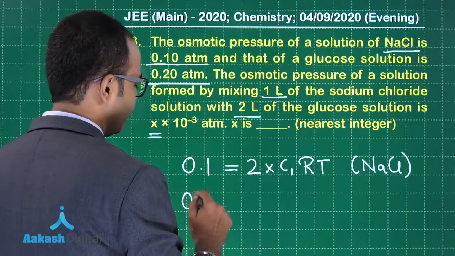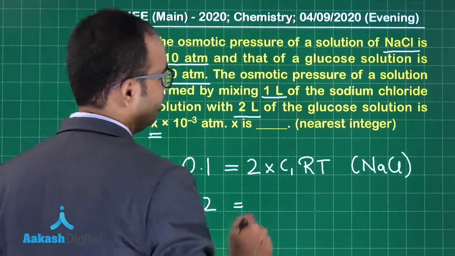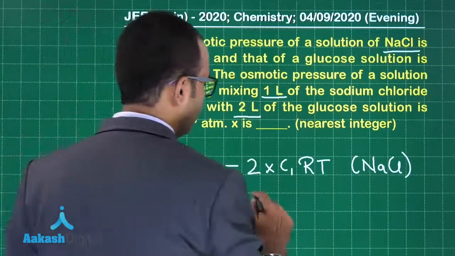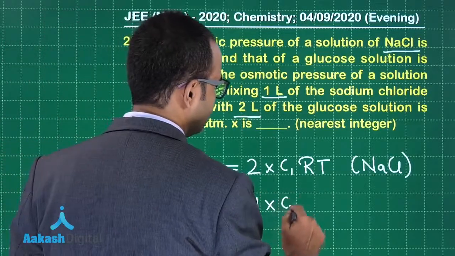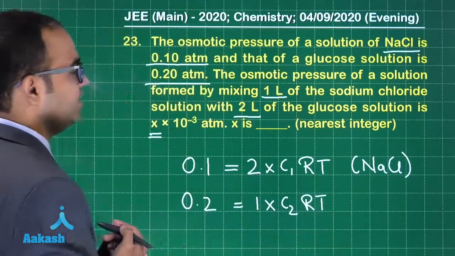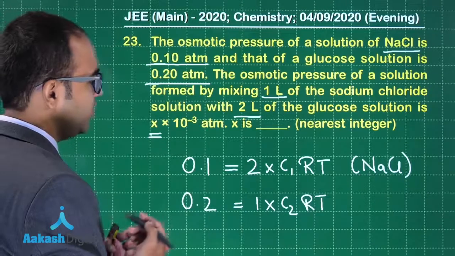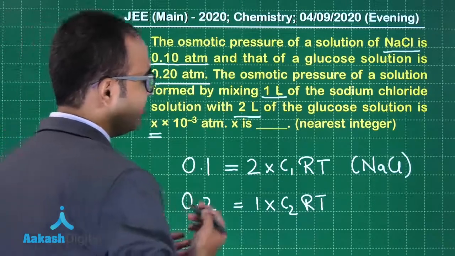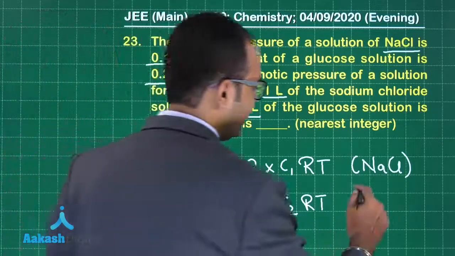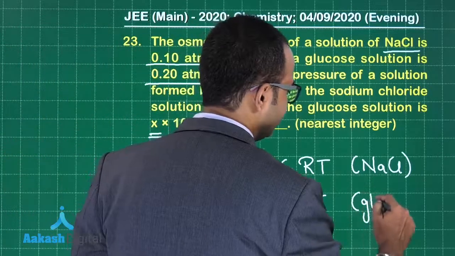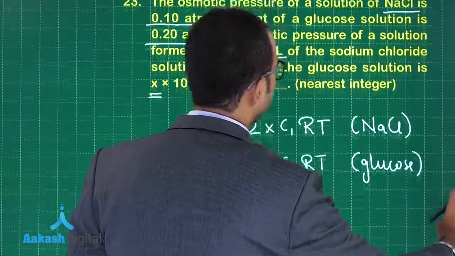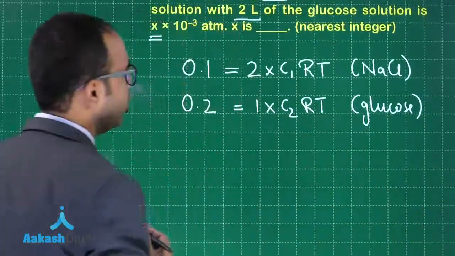Second one, 0.2 is equal to the value of i for a glucose solution, which will be 1. So 1 into C2 RT. Okay. So what we have over here is, we get the value of C1 and C2. So this is for glucose. So we can get the concentration of NaCl and concentration of glucose.